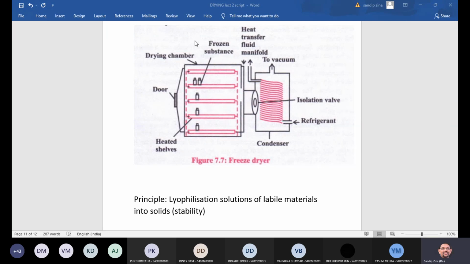Now the overall working pattern. Generally, these are the steps involved in the freeze dryer. Preparation and pre-treatment is one of the important steps.